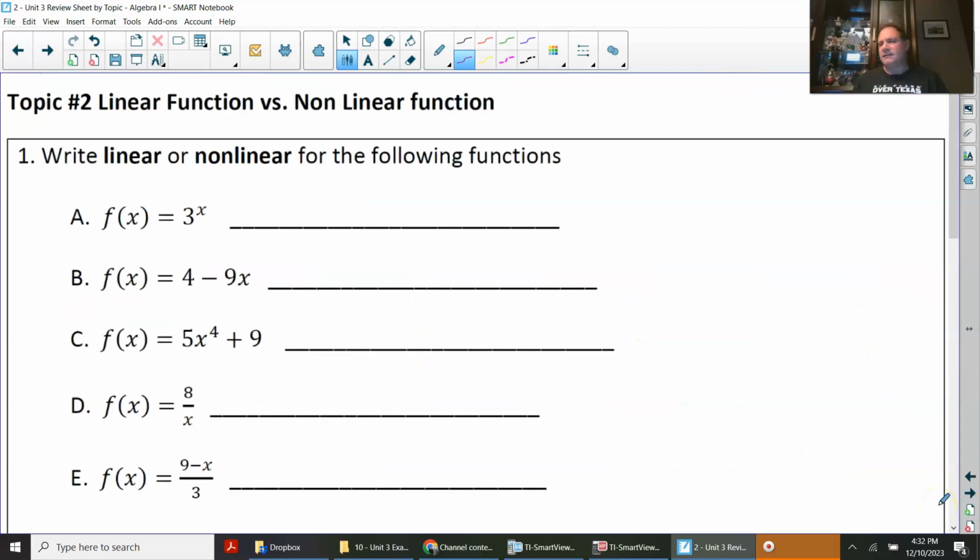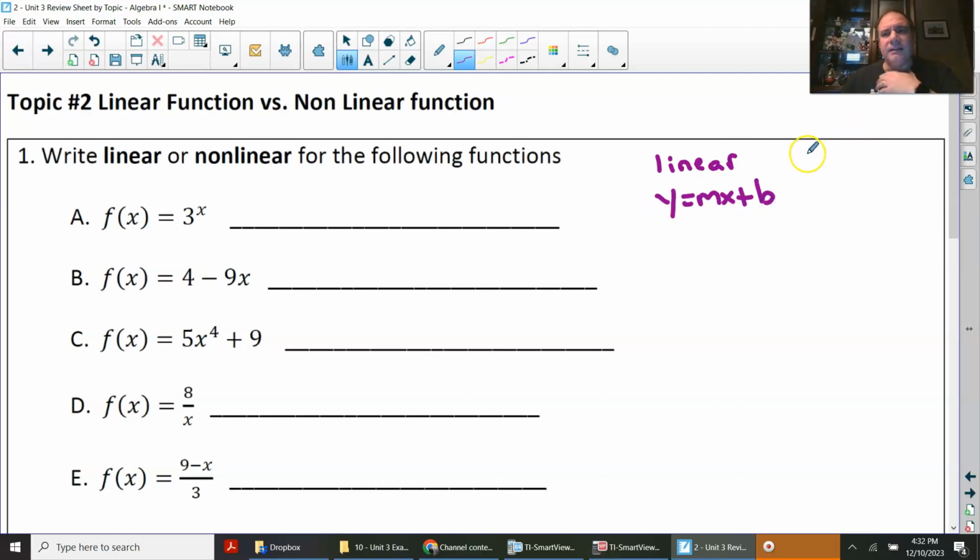And that's your answer. So topic number 2, linear function versus nonlinear. Remember, linear has to be y equals mx plus b.